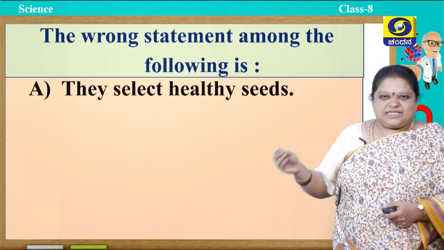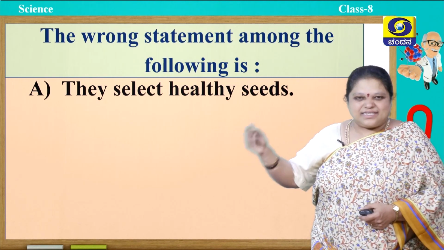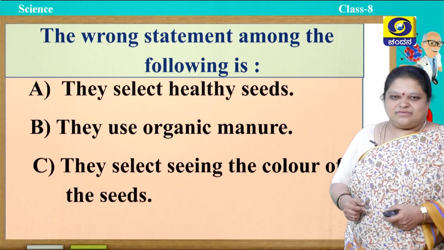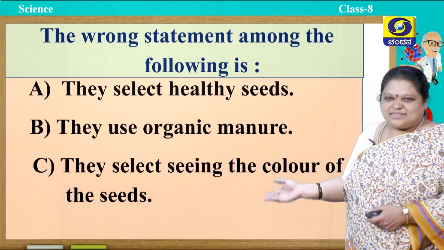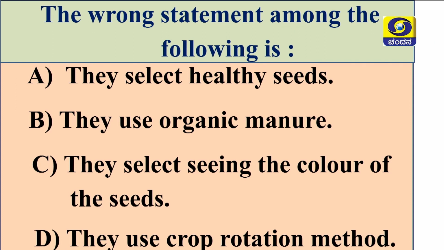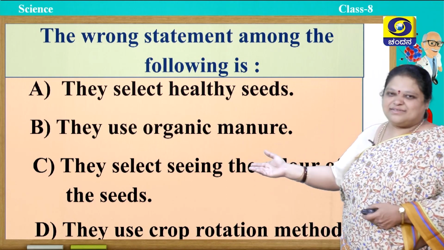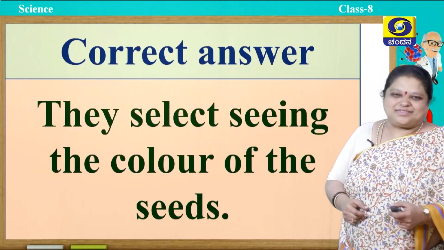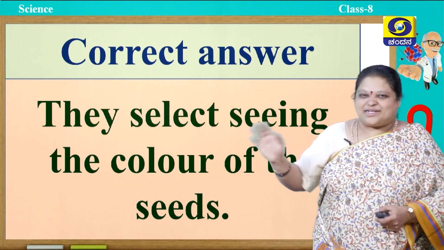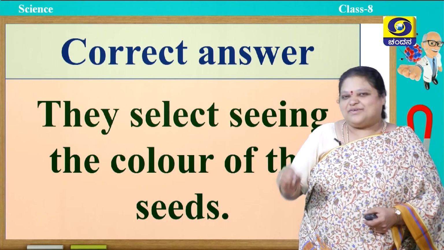These farmers select healthy seeds. Next one, they use organic manure. Third one, they select seeds seeing the color of the seeds. Fourth one, they use crop rotation method. So the correct answer for this is, can you tell me? Yes, you are absolutely right. They select seeds seeing the color of the seeds. You know that they will not see the color, they will see the quality and other things for sowing the seeds.